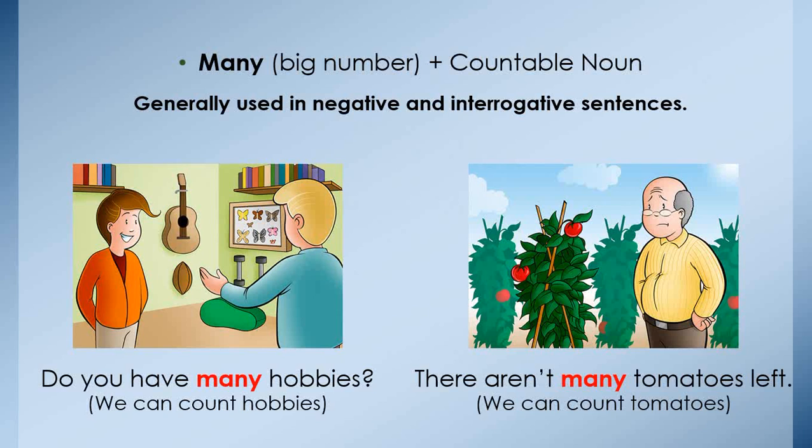Many. In this case, many means a big number, and we are going to use many with a countable noun. Many is generally used in negative and interrogative sentences. For example, do you have many hobbies? We can count hobbies. There aren't many tomatoes left. We can also count tomatoes.